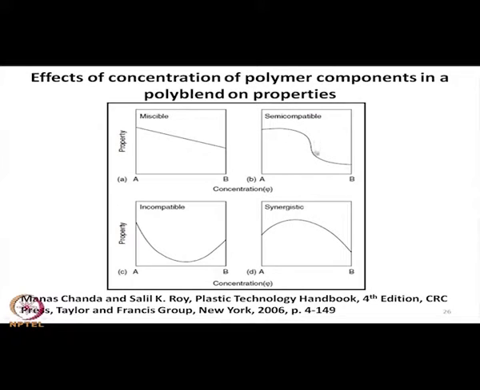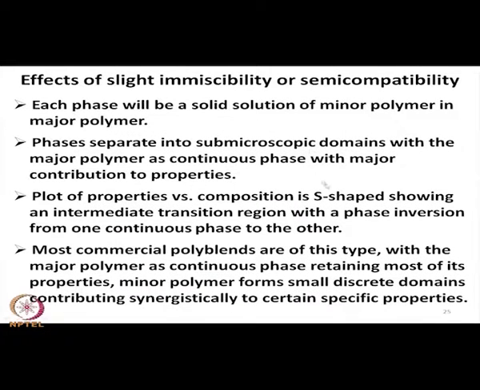In this transition region there is a phase inversion from one continuous phase to the other. That means the dispersed phase would become the continuous phase and the continuous phase would become the dispersed phase. This kind of phase inversion is found to occur in the case of semi-compatible blends.